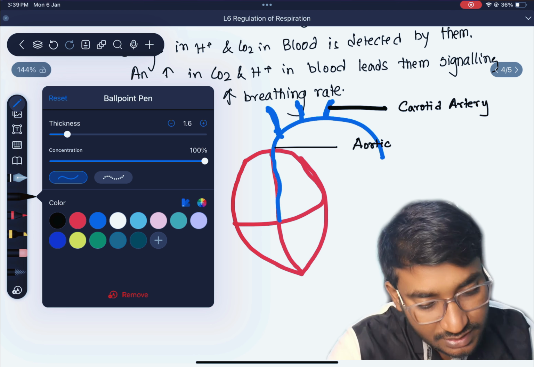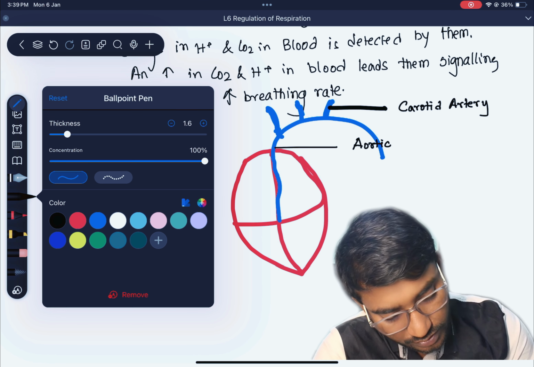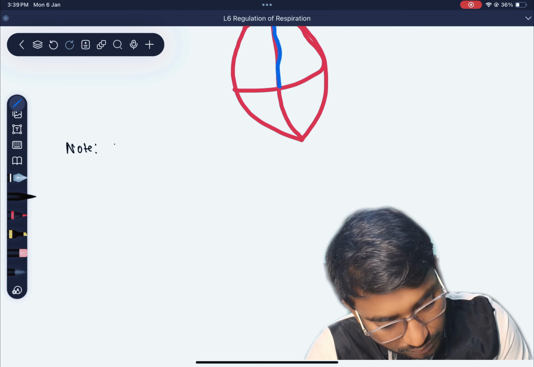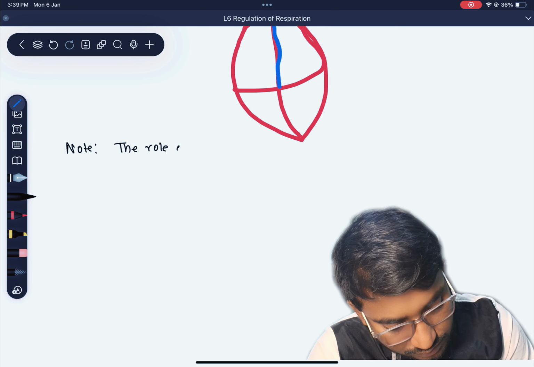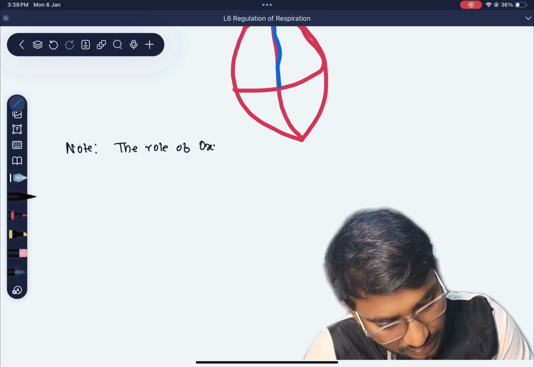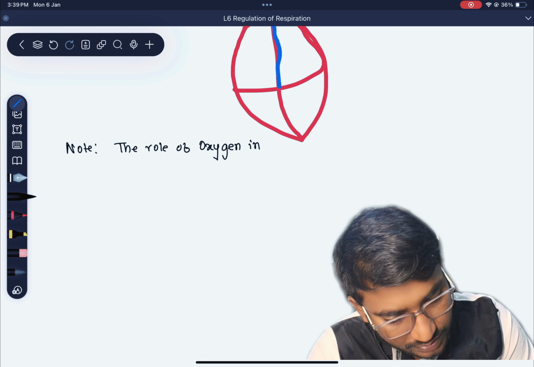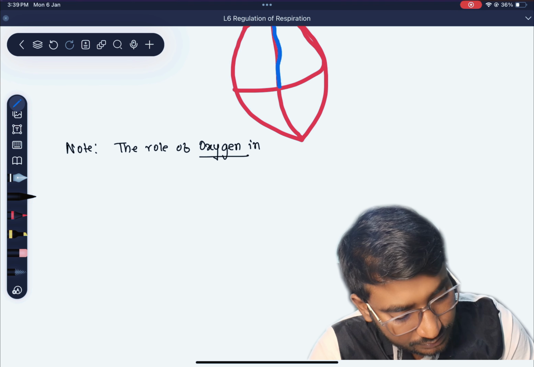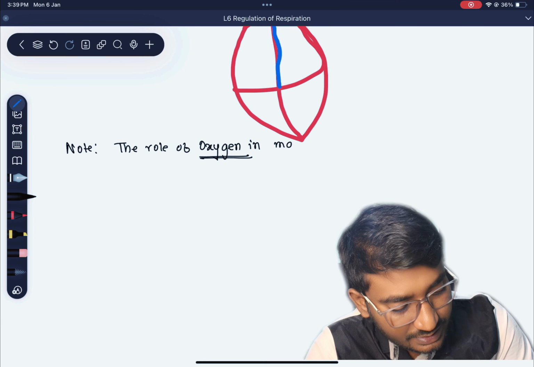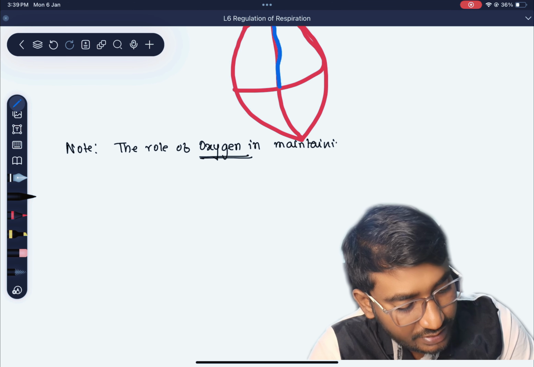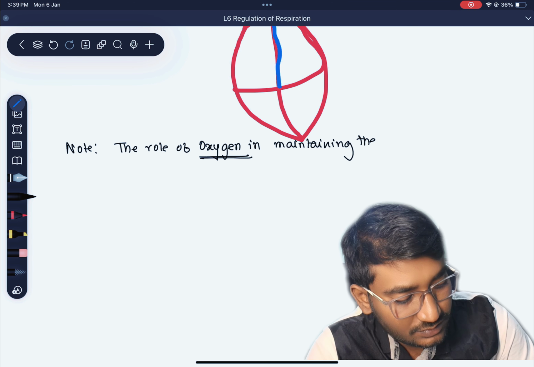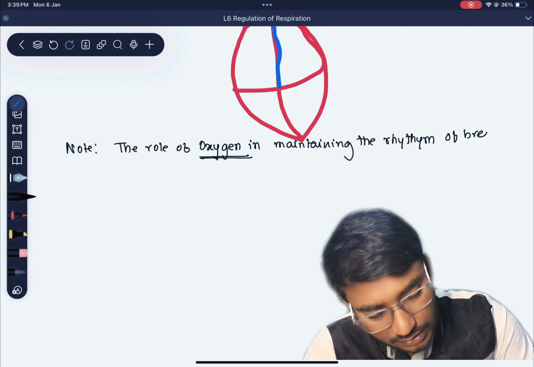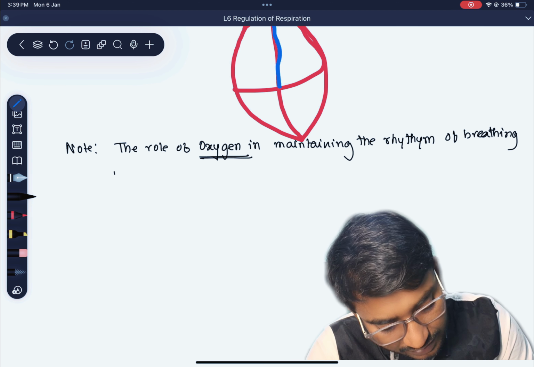Okay, the role of oxygen in maintaining the rhythm of breathing is quite insignificant. The role of oxygen in maintaining the rhythm of breathing is insignificant.